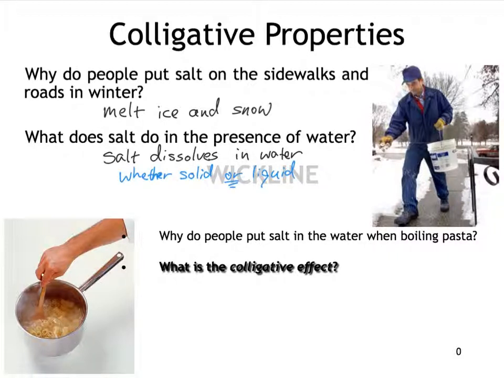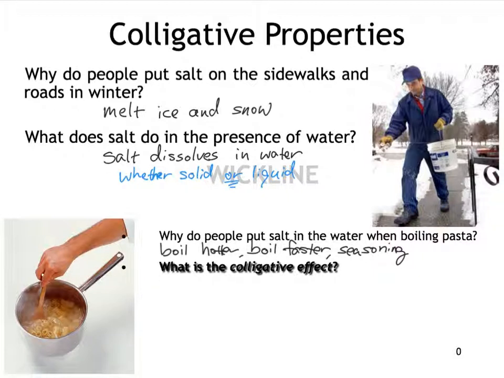So I have a question for you. Why do you think people put salt in the water when boiling pasta? I've heard several answers to this before. I've heard some people say that they put salt in the water so that it boils hotter, so that it boils faster, and some people say that they just put the salt in the water to season it. What do you think? So the colligative effect deals with this idea that salt is dissolving in water and making changes to the way the water behaves.